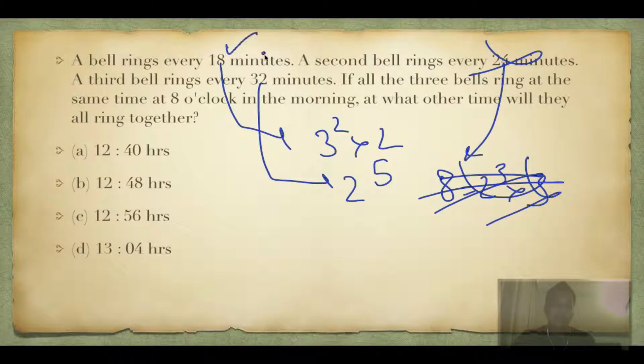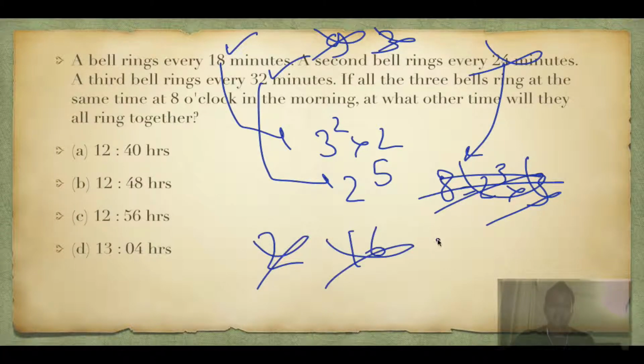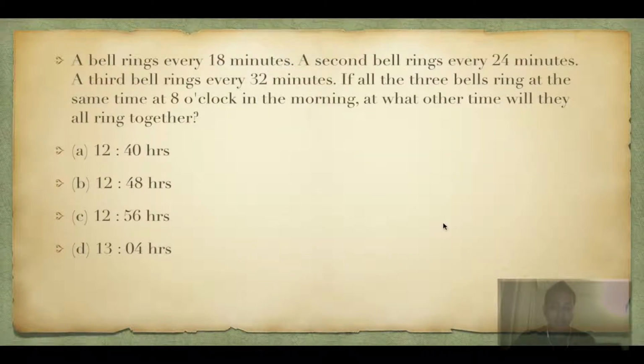So even if it was just 18 and 32 minutes, the answer will be the same. Is that understood? Let's say the third bell is ringing at 9, again the answer is the same. Let's say one bell is ringing at 3, again the answer is the same. Let's say one is ringing at 2, again the same. 16, again the same. Is that understood? 12, again the same. There will not be any change in the answer unless they change the prime numbers.